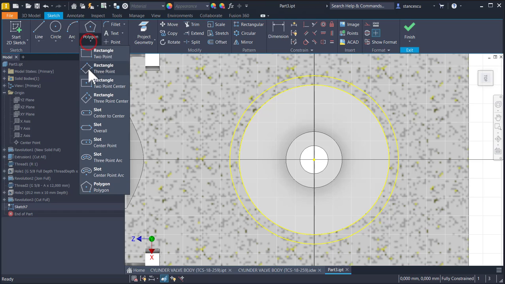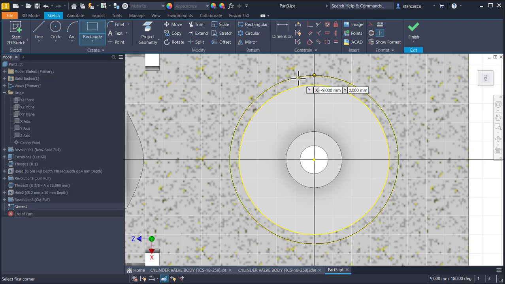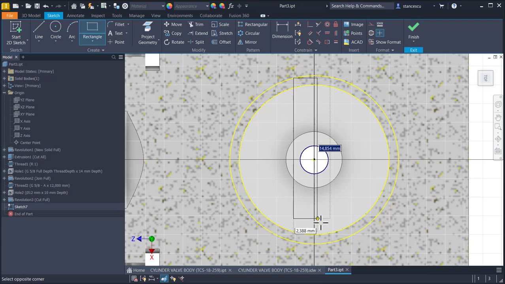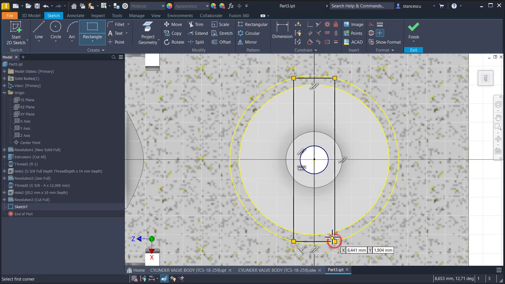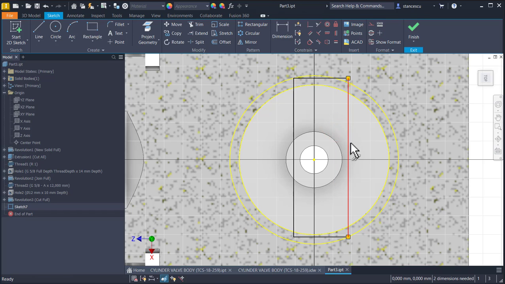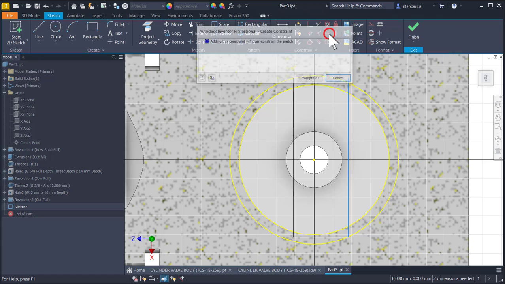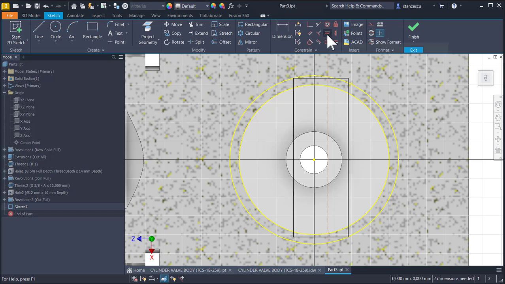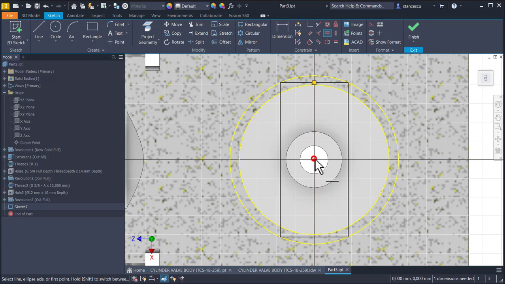I draw a rectangle from this to this circle, and we have to place only one dimension, not only one, because I have to apply symmetry. This is vertical and this is horizontal. Vertical is for this point with this point. Now we have only one dimension. The dimension is 4 millimeters.